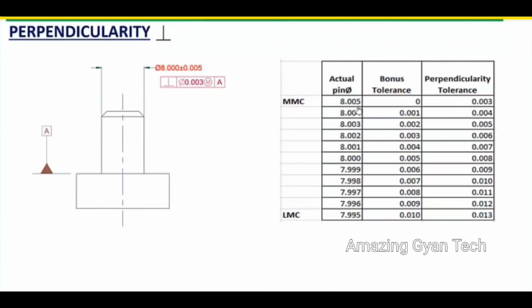When the pin is at maximum material condition, you don't have any additional tolerance, and it should strictly lie within the perpendicularity tolerance value which is given in the feature control frame, that is 0.003.